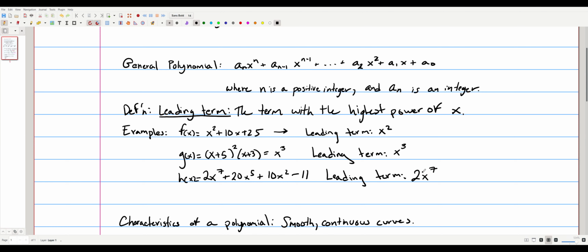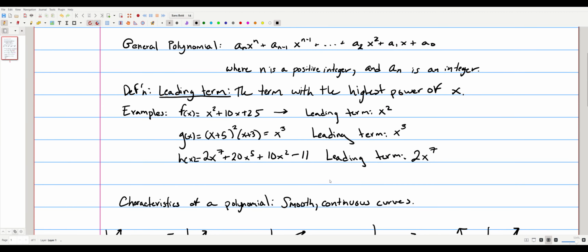One of the nice things about polynomials is they are smooth, continuous curves. Basically what that means is that when you graph a polynomial, it's always going to be a smooth curve with no jagged edges, and you can draw a polynomial without having to pick up your pen. So if you can put your pen down and draw smooth curves without lifting, then you have a polynomial.